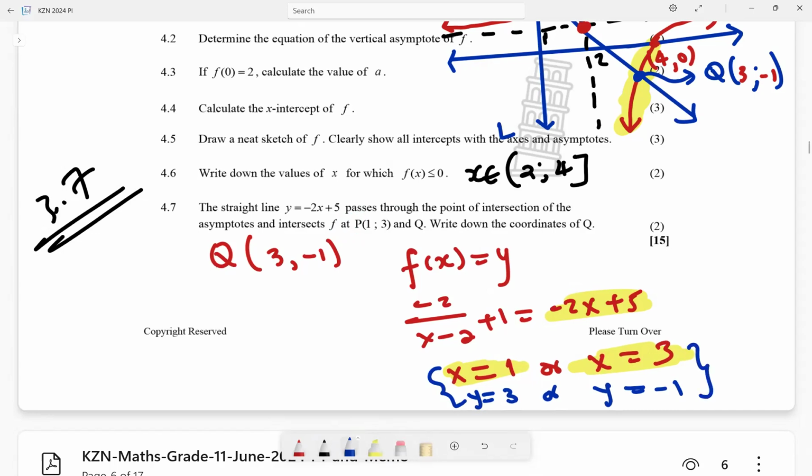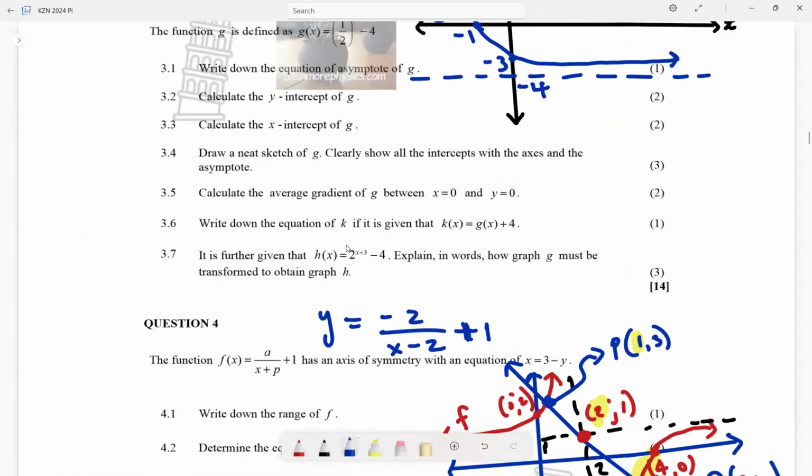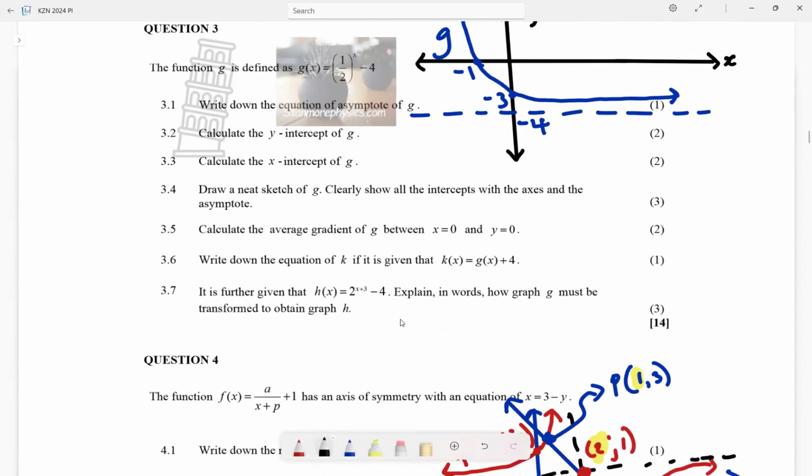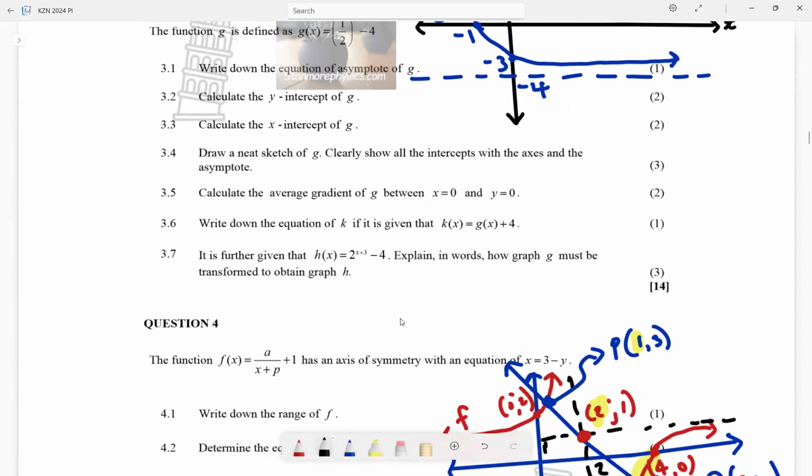Remember question 3.7? Now we are told that it is further given that h of x is 2 to the power of x plus 3 minus 4. Explain in words how graph G must be transformed to obtain h. Now let's look at graph G. Graph G is one half to the power of x. So half to the power of x, I can rewrite it like this.